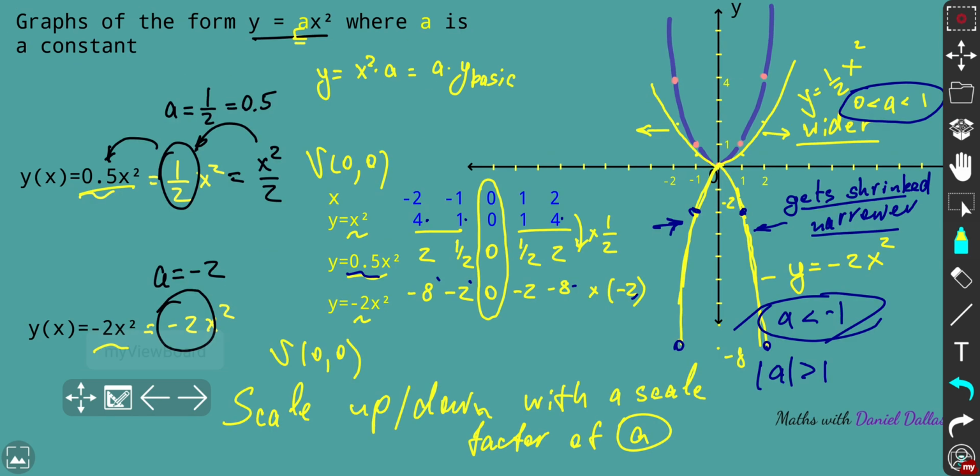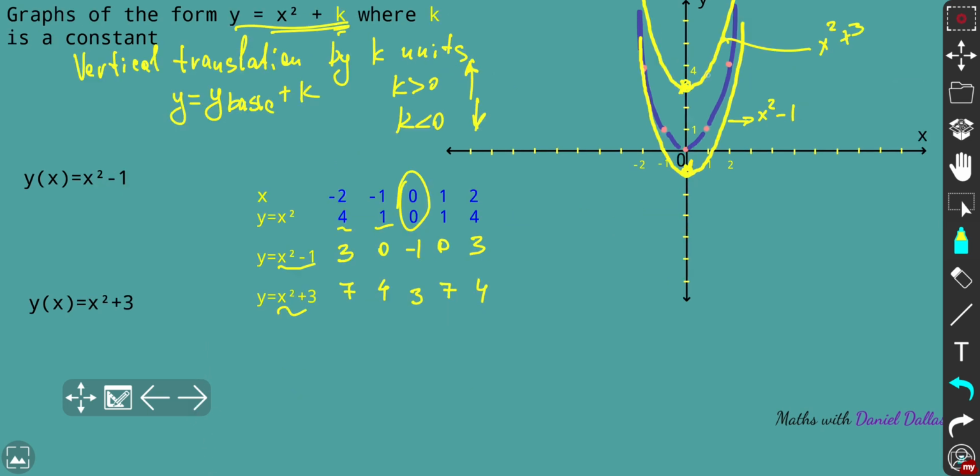As you noticed in the previous case, the shape is changing during the scaling, okay? While here, the shape is not changing. During translations, during the vertical translation, the shape is not changing. That's the key idea, okay?